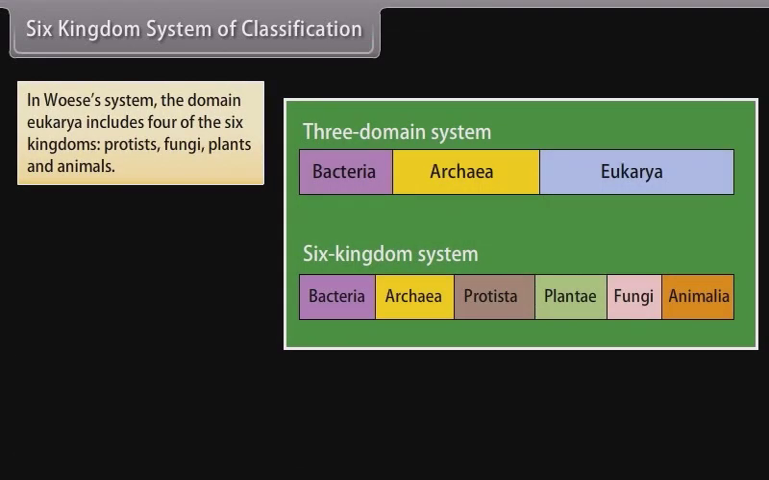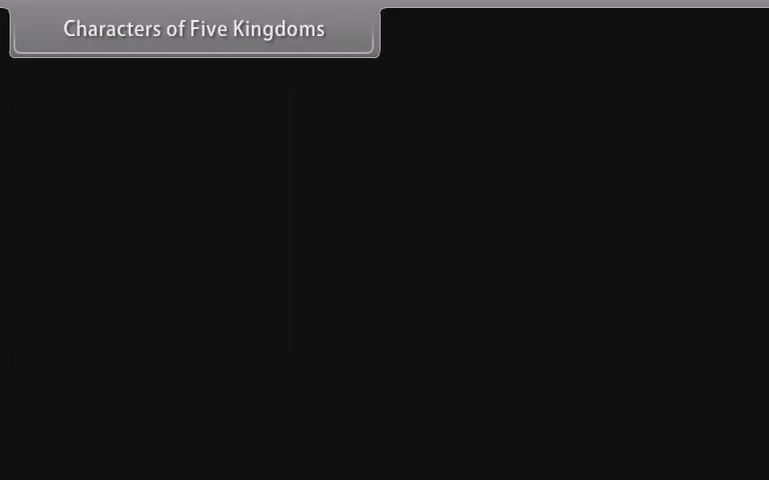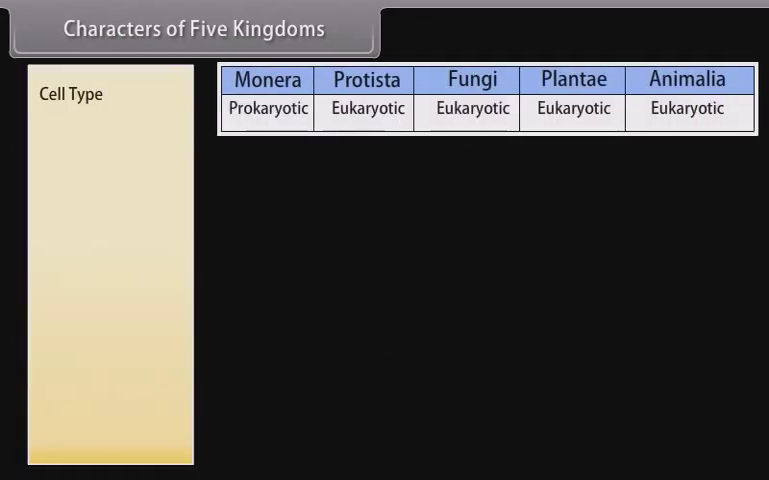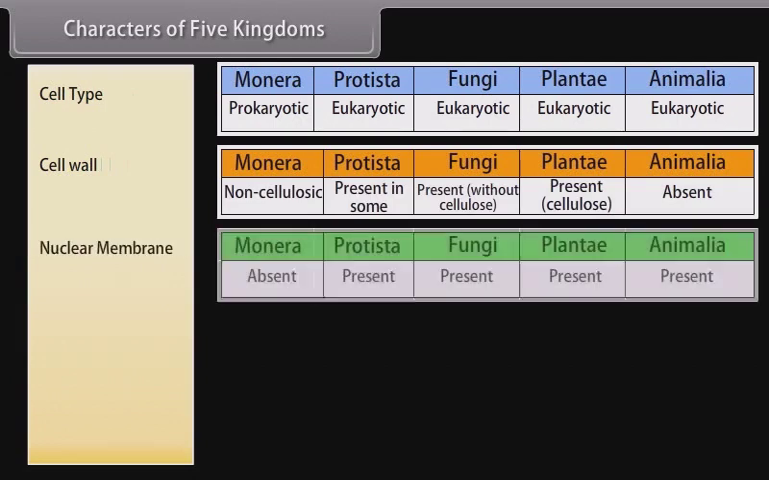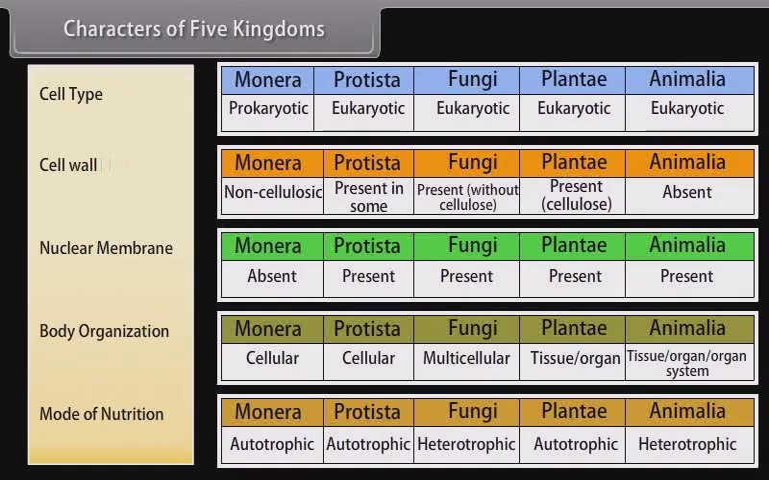In Woese's system, the domain Eukarya includes four of the six kingdoms, protists, fungi, plants, and animals. The other two domains have just one kingdom each. The domain Bacteria contains the kingdom Eubacteria, and the domain Archaea contains the kingdom Archaebacteria. Characters of five kingdoms: cell type, cell wall, nuclear membrane, body organization, mode of nutrition.